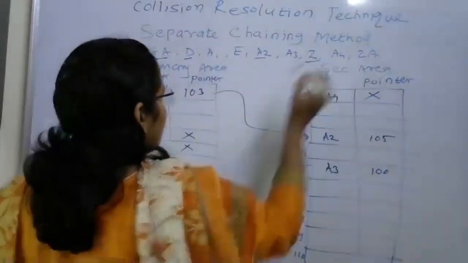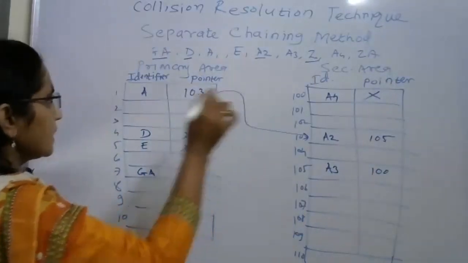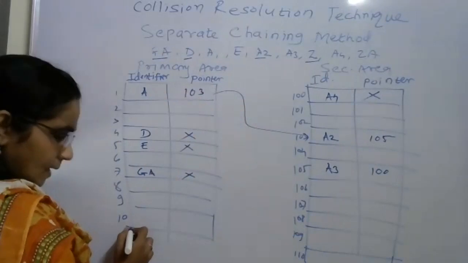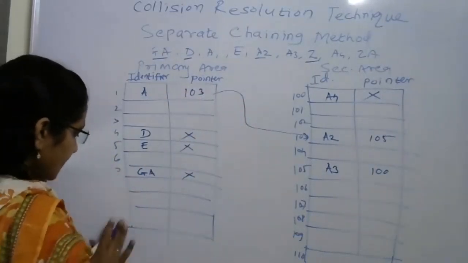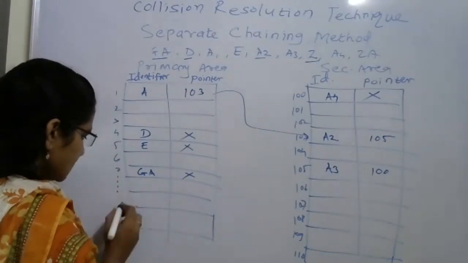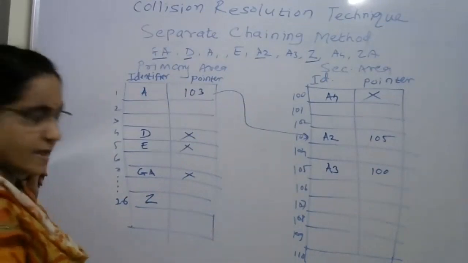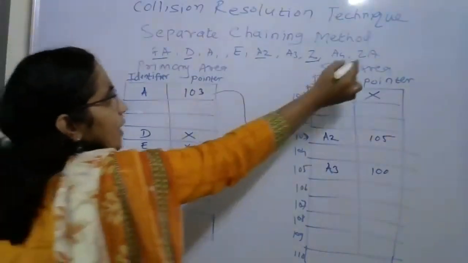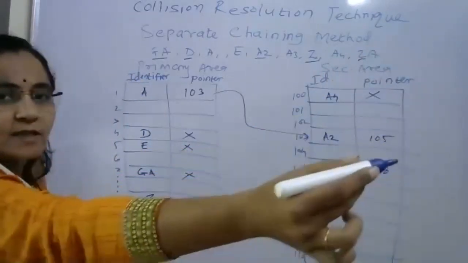Now Z. What about Z? Suppose here the address of Z is 26. I consider the total as 26. Suppose here I write dashes, and suppose this is 26. So at 26 I accommodate Z, and then, yes, there is one next identifier that starts with ZA.